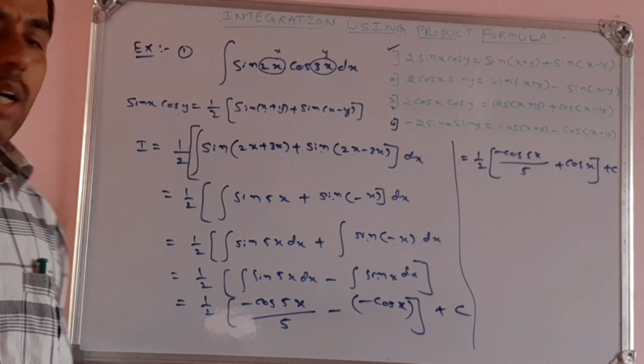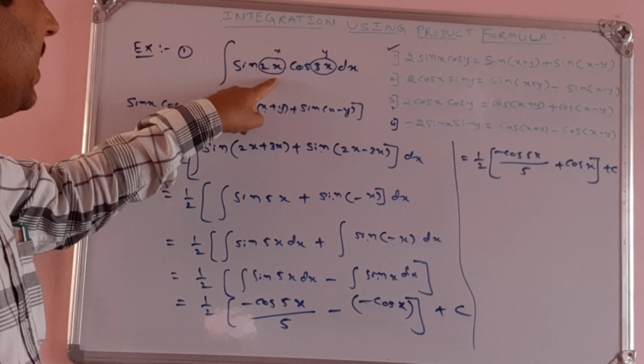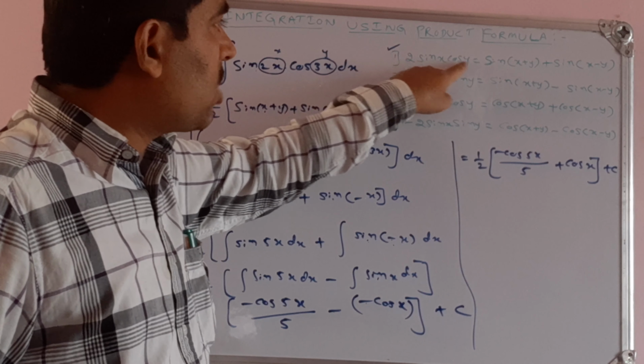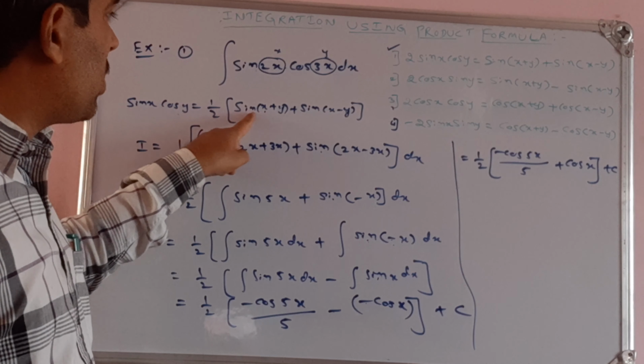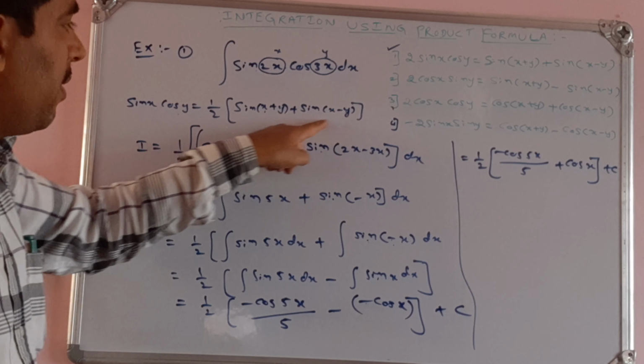See, in this way we can use the product formula. See what I have done? Sin x cos y can be written as half into sin of x plus y plus sin of x minus y. I have used the first formula.